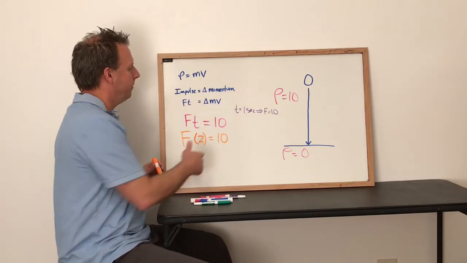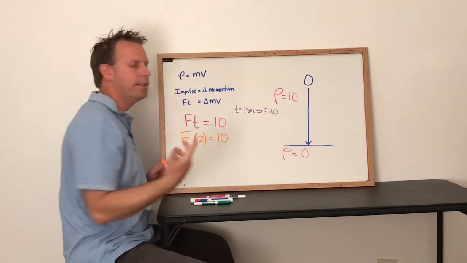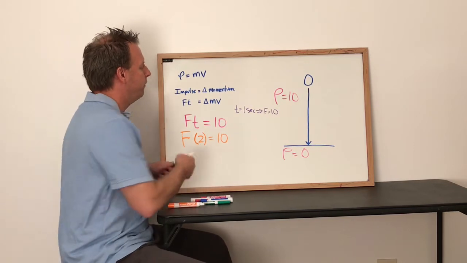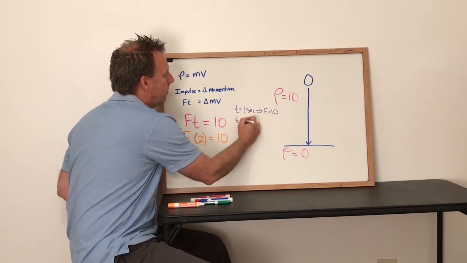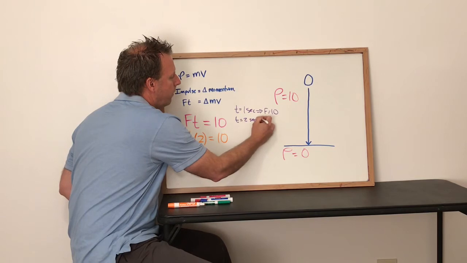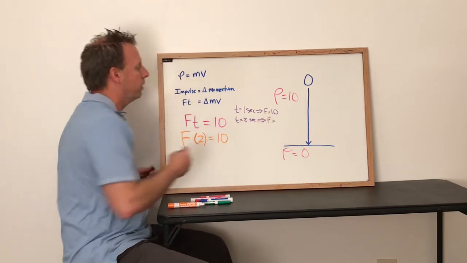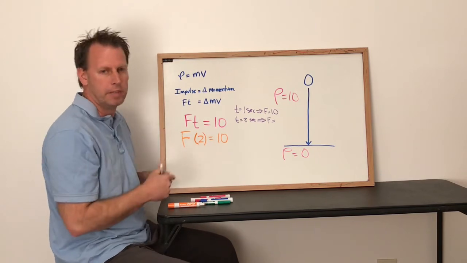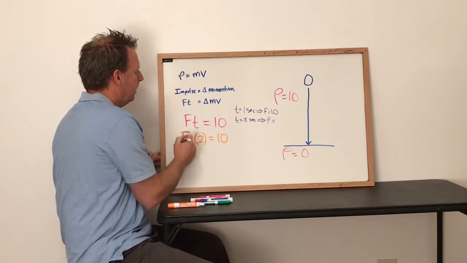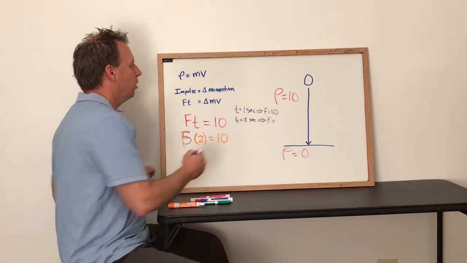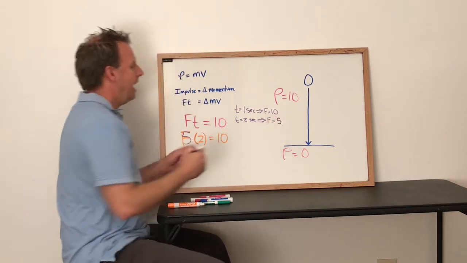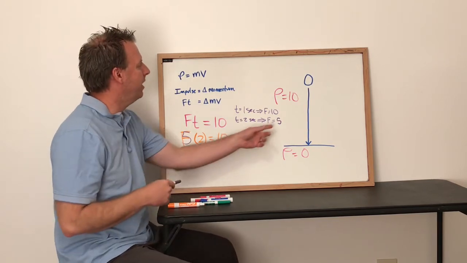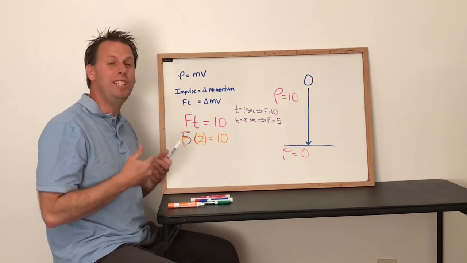What would happen then? Its momentum still needs to go from 10 to 0, so the change in momentum is 10. But now with the time of 2 seconds, what force is the egg going to experience? Well, what times 2 is 10? That's easy, 5, right? 5 times 2 is 10. So if I can extend the time that it takes for the egg to stop, then I have decreased the force.